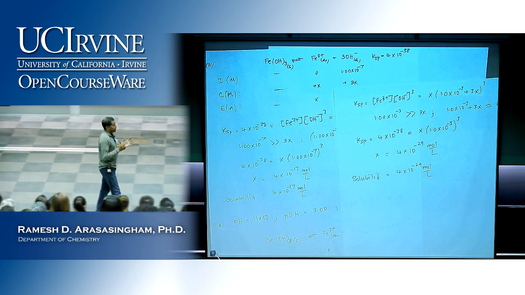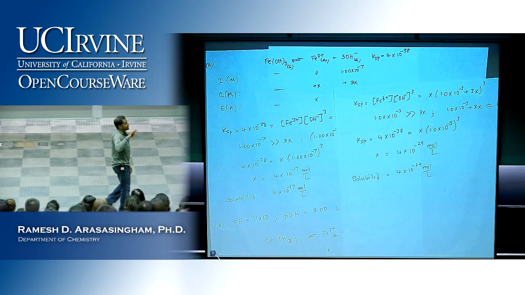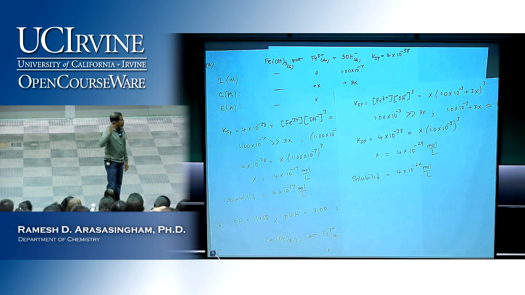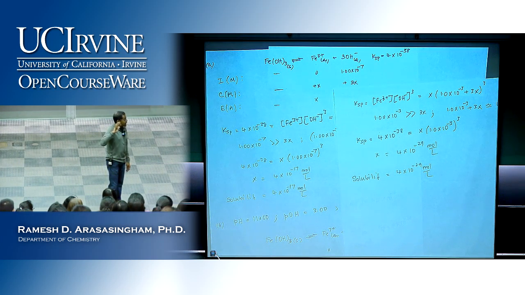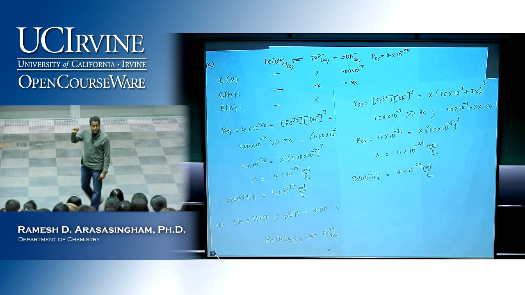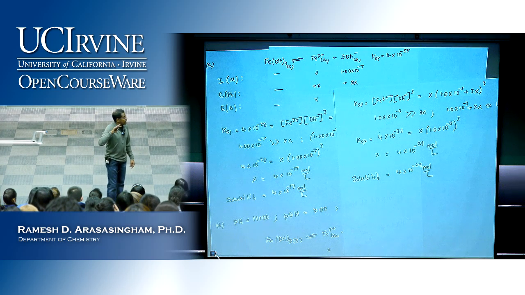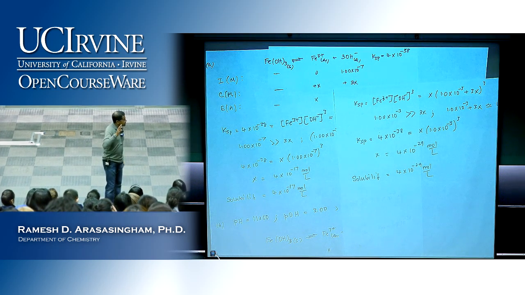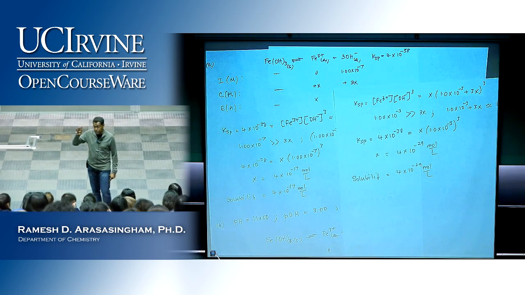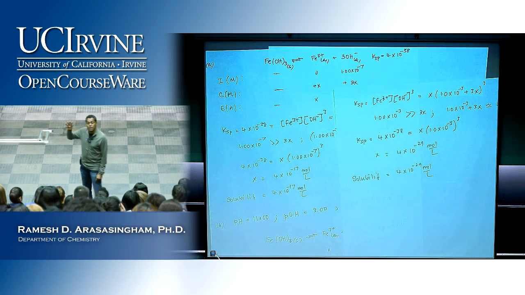That's a tough call. Usually, 10 to the negative 14, a factor of about 100 on either side, you can make that approximation. So if your KSP is of the order of 10 to the negative 14, then you can assume that you can ignore water. The contribution of water is not very great. So 10 to the negative 14 plus or minus a factor of 100.